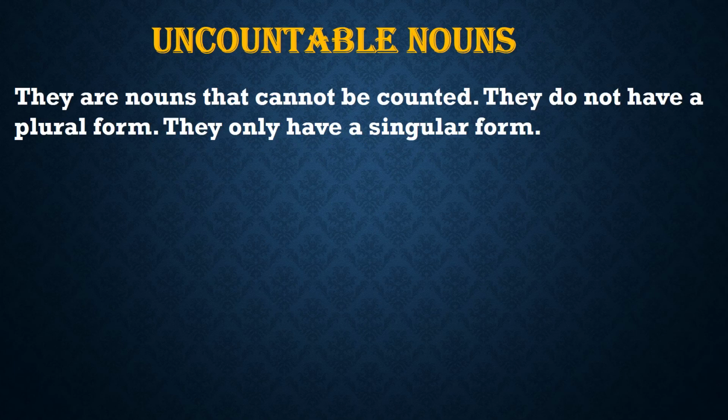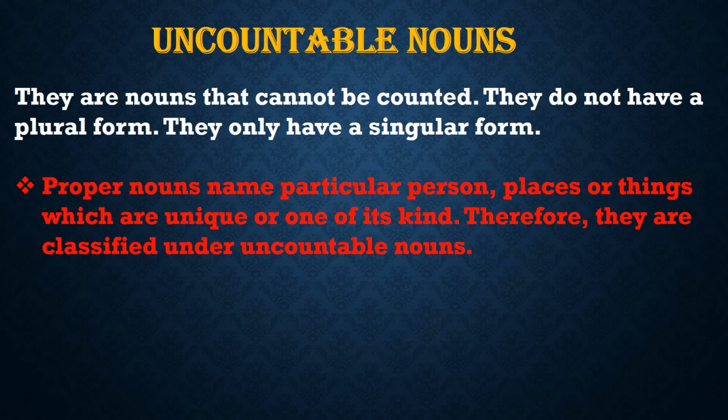So what are uncountable nouns? They are the nouns that cannot be counted. Means they are uncountable. So they do not have a plural form. Okay, obviously if they cannot be counted, they don't have a plural form. They only have a singular form, right? So proper nouns name a particular person, place or thing which are unique or one of its kind, as you have learned. So therefore they are classified under uncountable nouns.